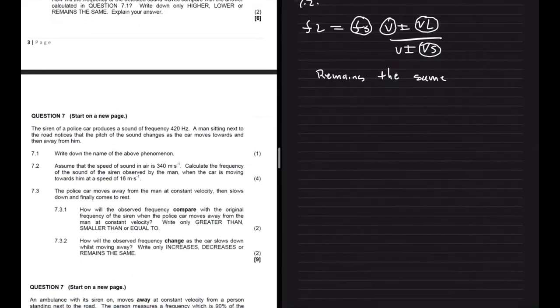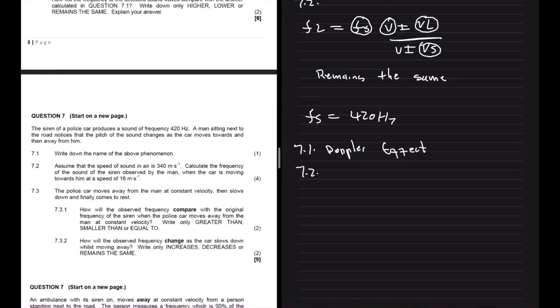The first step again: read the statement that is given and write down any information that we feel would come in handy. The siren of a police car produces a sound of frequency, so frequency of source, 420 Hz. A man sitting next to the road notices that the pitch of the sound changes as the car moves towards and then moves away from him. 7.1. Name the above phenomenon. We know this is the Doppler effect, because the frequency is changing because of relative movement between the sound source and the observer.